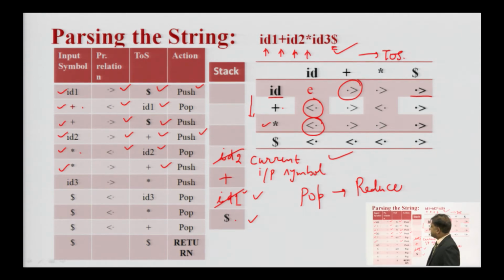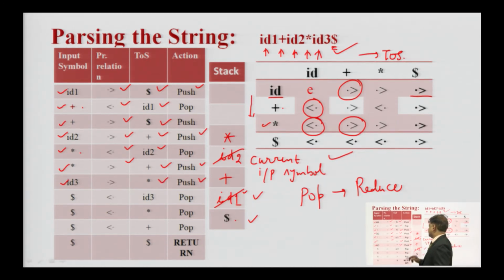What is the relation between the star and plus? The star and plus, that is having the higher precedence. So this is my higher precedence, right. Next, if it is a higher precedence, then this is a push operation, right. So what I do, that is push operation. Now after the push operation, advance the input pointer to the next input symbol, that is ID3. This is ID3 and the top of the stack is star.